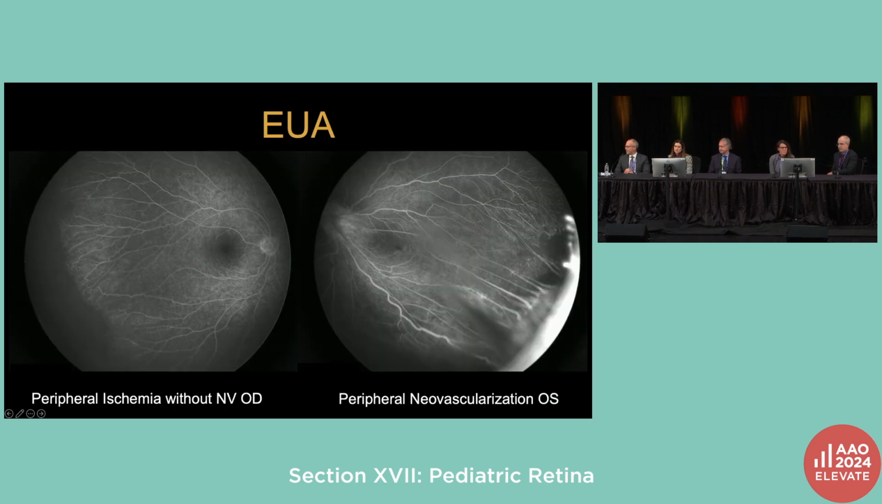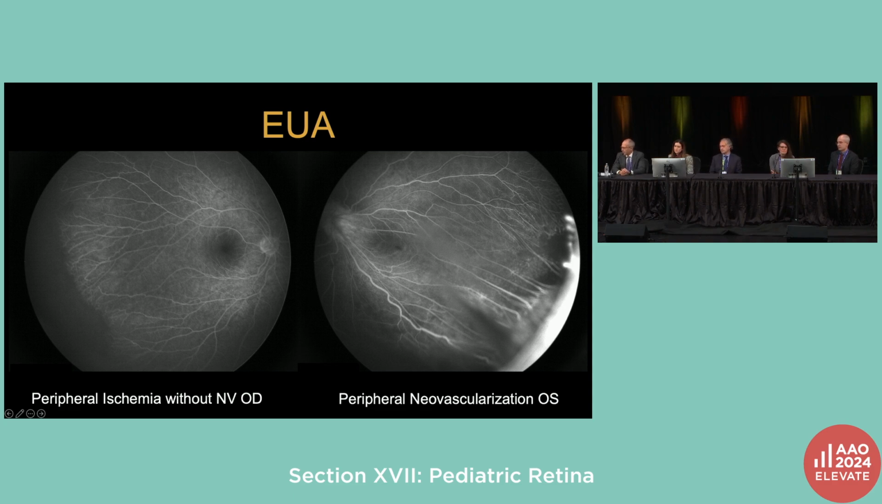Good. We took him to the OR for what we planned to do was an EUA and then probable treatment. So you can see here, it shows no neovascularization in the right eye, but quite a bit of ischemia. And then this peripheral neovascularization in the left eye. Aaron, what's your workup at this point? What would you do right now?